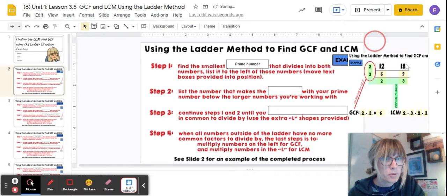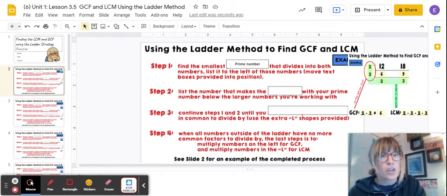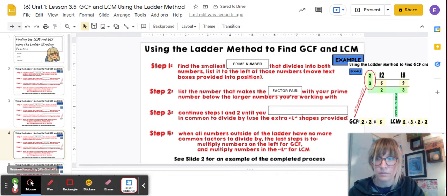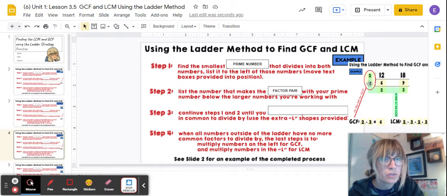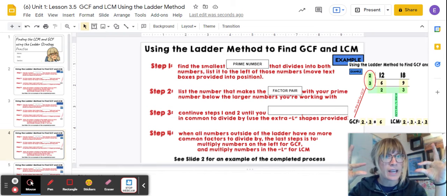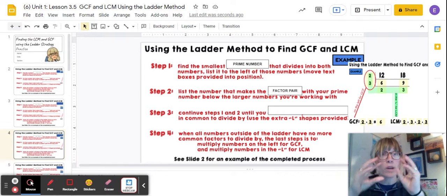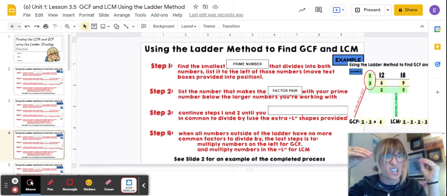Our numbers are 12 and 18, right? We're going to find the smallest prime number that divides both of those numbers, and we list it off to the left. So you can see that's where this 2 right here came from. Then you're going to list the number that makes that factor pair with your prime. So when we're thinking about this 2 next to the 12 and the 18 on the top rung of our ladder, we need to know, what's the pair with 2 to hit 12?